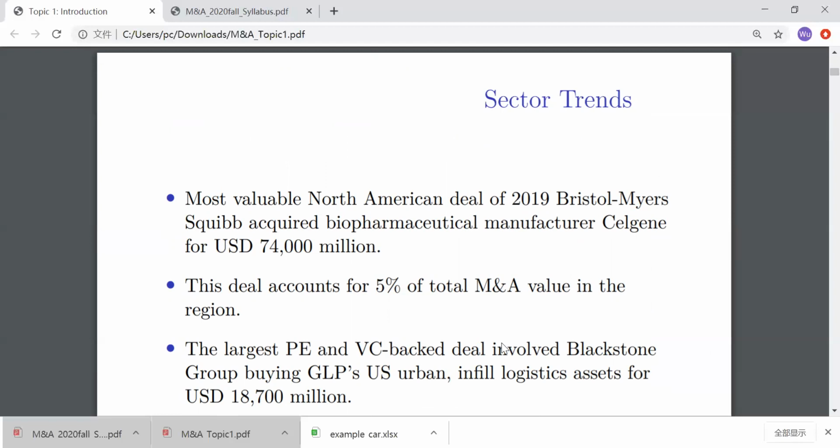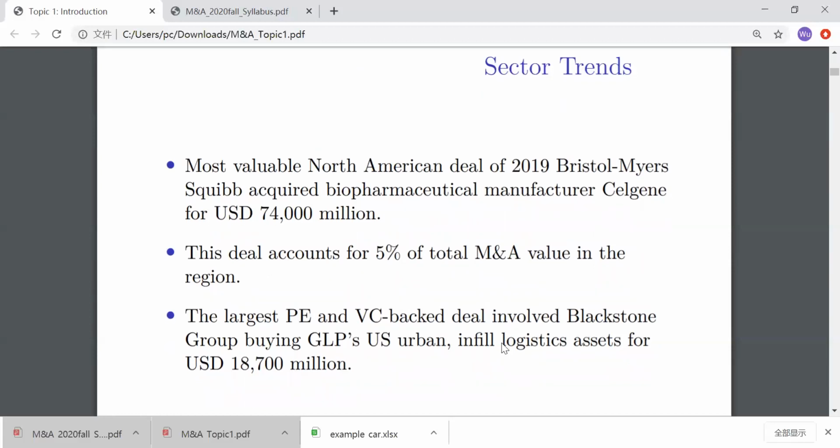The most valuable North America deal of 2019 is the Bristol-Myers Squibb acquisition of the pharmaceutical manufacturer Celgene. And this deal is worth 74,000 million. So that's a huge deal. And this is in the pharmaceutical industry. What has happened in the pharmaceutical industry in recent years is still consolidation. I mean, that has been a recurring feature of the pharmaceutical industry for a couple of years. And this deal accounts for 5% of total M&A value in the North American region.